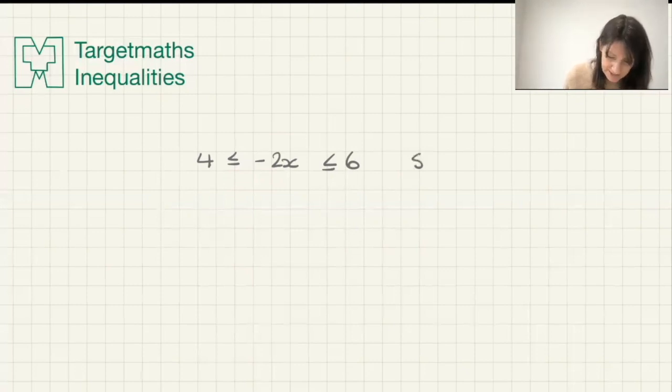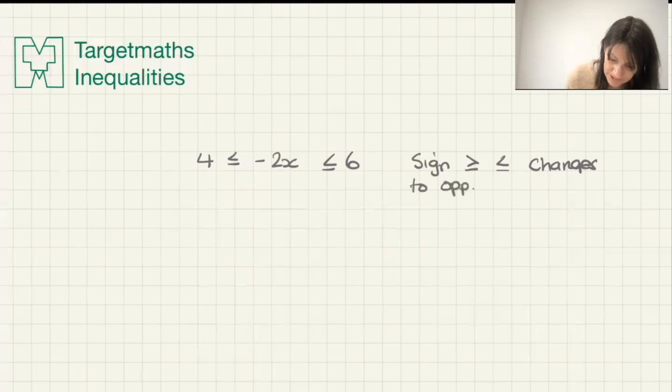It's easy to forget. So the sign changes to the opposite direction when dividing or timesing. Okay.